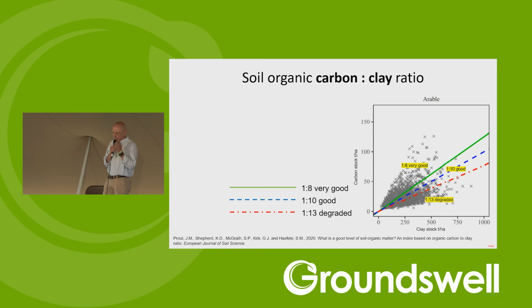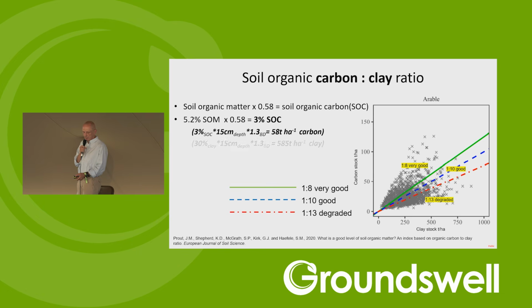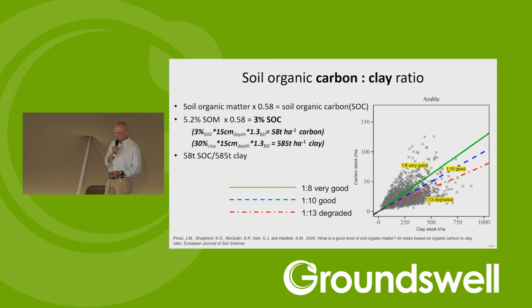Okay, we've looked at the soil carbon to clay ratio. I won't go into too much detail, but just so you know how to calculate that, it's the soil organic matter, loss on ignition times 0.5, gives us your carbon, and then you perform a simple calculation on the clay and the carbon, and you work out the ratio between the two. Simple sums at the end of the day.